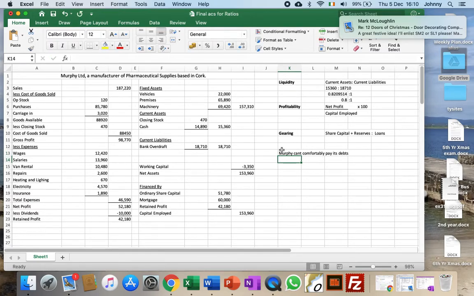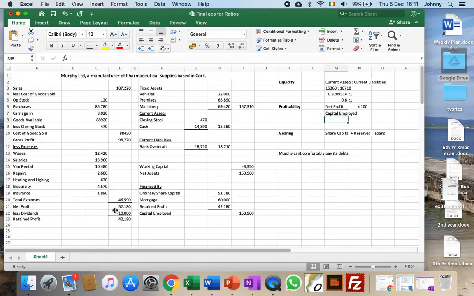Okay, next we move on to profitability. So net profit over capital employed. My net profit here is 52,180, and we're going to divide that number by capital employed, which is 153,960. Then we're going to multiply the answer by 100 over 1.